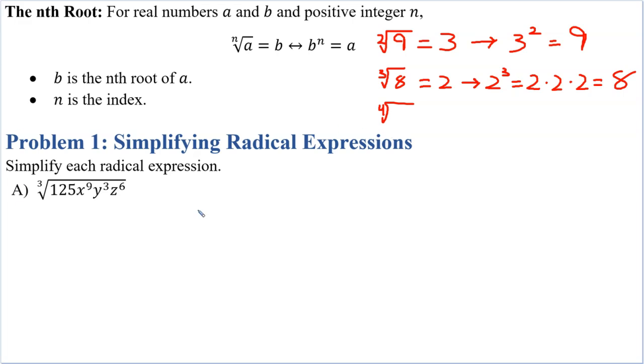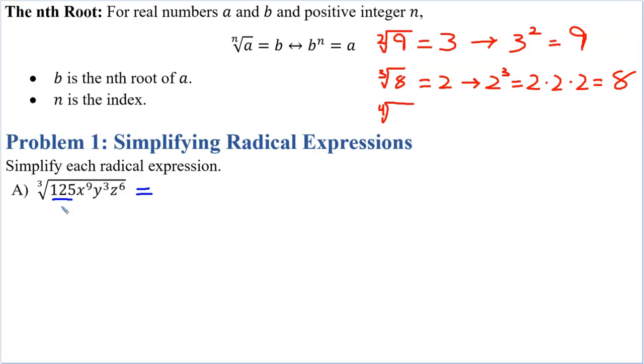So let's go ahead and jump into some problems. One of the big things we're going to do as we go through this entire lesson is simplify radical expressions. So we want to take this big ugly mess here and simplify it down. Now, a radical expression, again, that's just an expression with some type of root in it. Here we have a third root. And I want to see if I can pull all my perfect cubes out of here. So let's go ahead and do that.